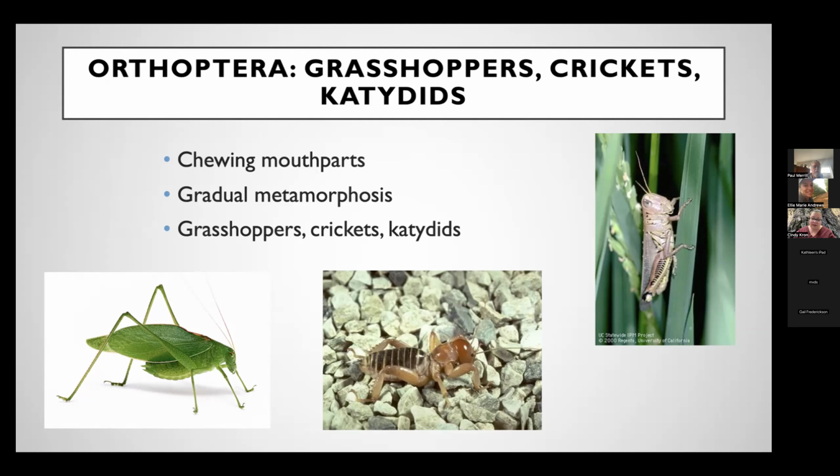But Jerusalem crickets, they got a nice pinch if they bite you. So again, if you startle them, if you pick them up and try to handle them, I do not recommend it.